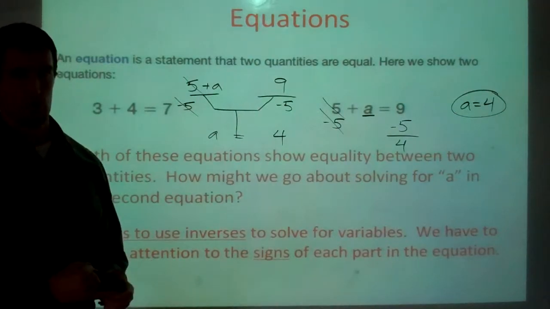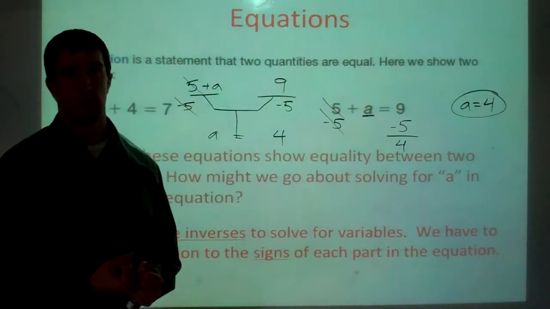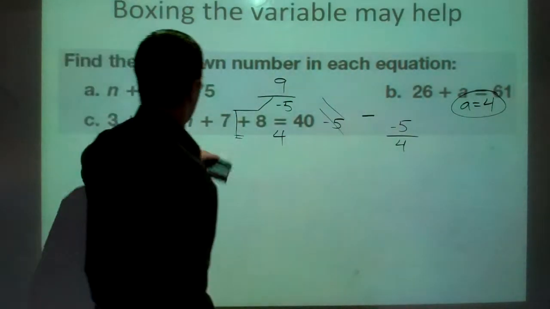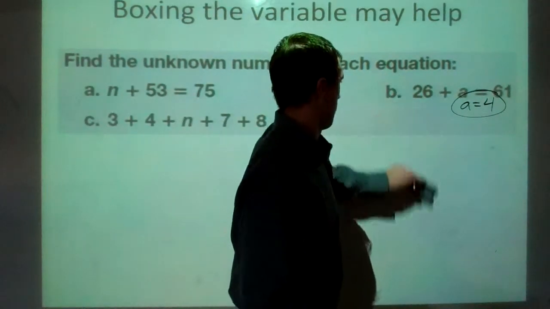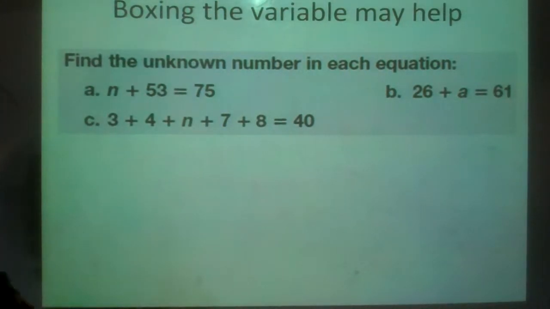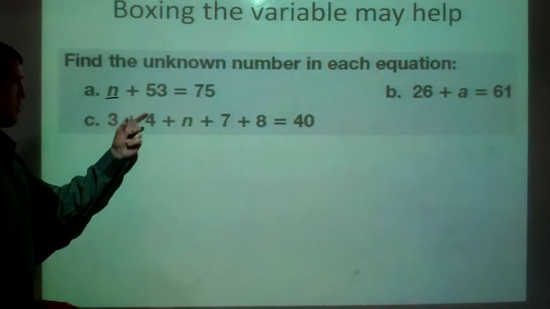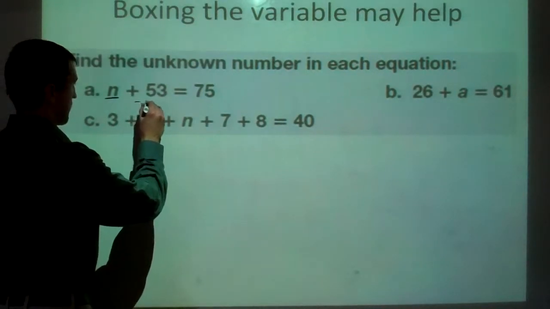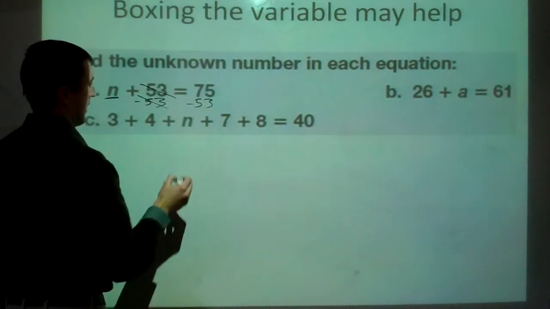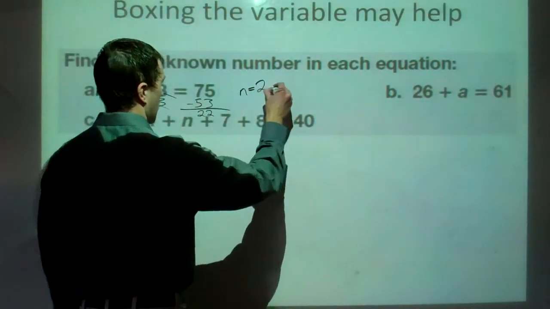So just remember, 2 rules when solving. We want to get that variable by itself, and whatever we do to one side of the equation, we have to do to the other. Alright. Just like I did in the previous example, I didn't box my variable, but I underlined it. I'm just going to go through these very quickly. Here, we're trying to solve for n, and what's happening to n? Well, we're adding 53. So what we're going to do is subtract 53 from both sides, and when we do that, we'll get 22. So here n is 22.